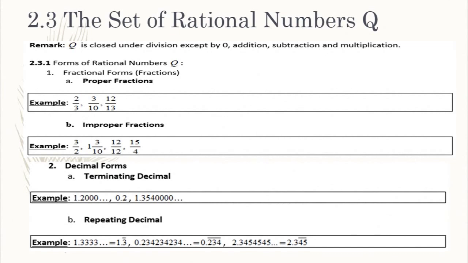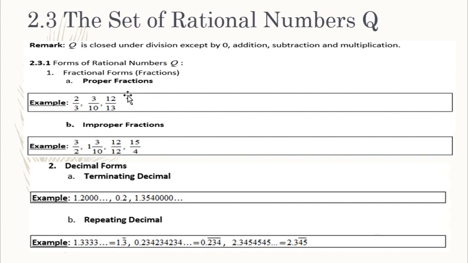Okay, let's move to the set of rational numbers or your Q. Q is closed under division except by 0, addition, subtraction, and multiplication. We have here forms of rational numbers Q. First, we have the fraction forms or the fractions. Under the fractions, we have two classifications, the proper and improper fractions.